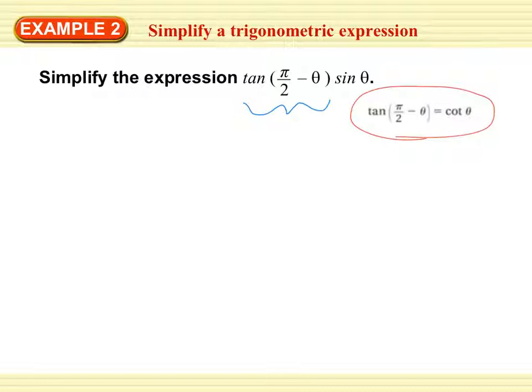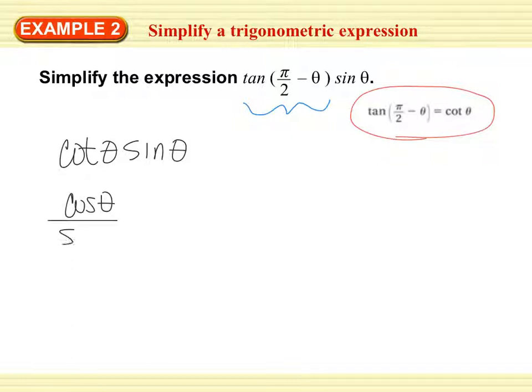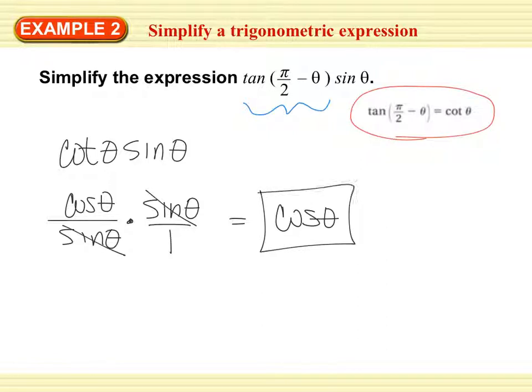So I'm going to substitute. Instead of tan of pi over 2 minus theta, I'm substituting cotangent theta times sine theta. I know that cotangent theta is the same as cosine theta over sine theta, because it's another thing we've learned, times sine theta. This is sort of over a 1. I'm just showing you that so you can see that I can cancel those two. So that simplifies to just plain old cosine theta.